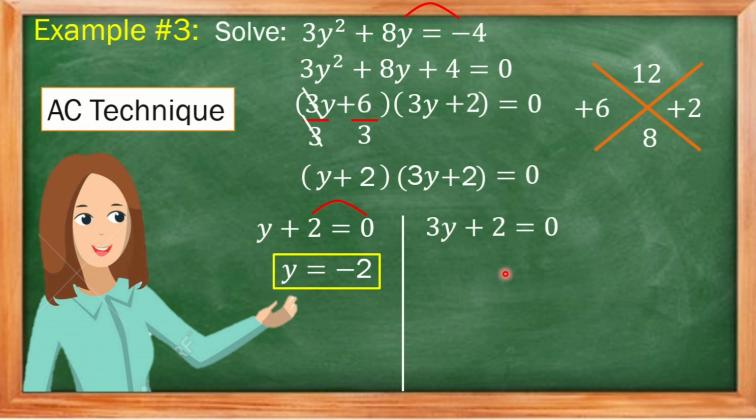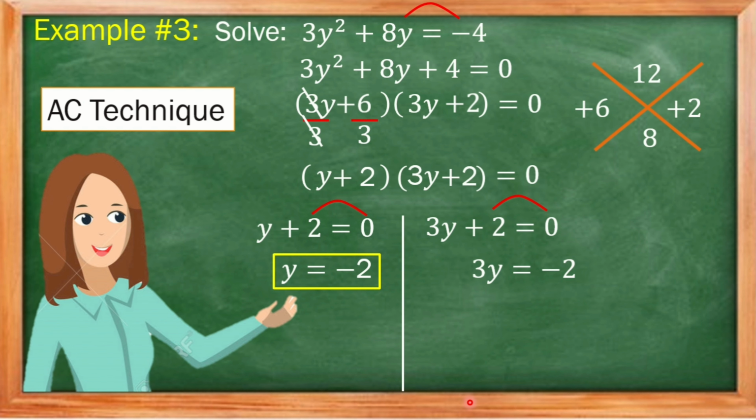So, dito naman, sa second factor natin, which is yung 3y plus 2 is equals 0. So, transpose lang din natin ulit yung positive 2 to the right. So, magiging ganito na siya. So, yung 3y na isolate dito sa left side, then yung positive 2 naging negative 2. So, ito na ba yung final answer natin? Hindi pa. Kailangan y na lang yung matira dito sa left side.